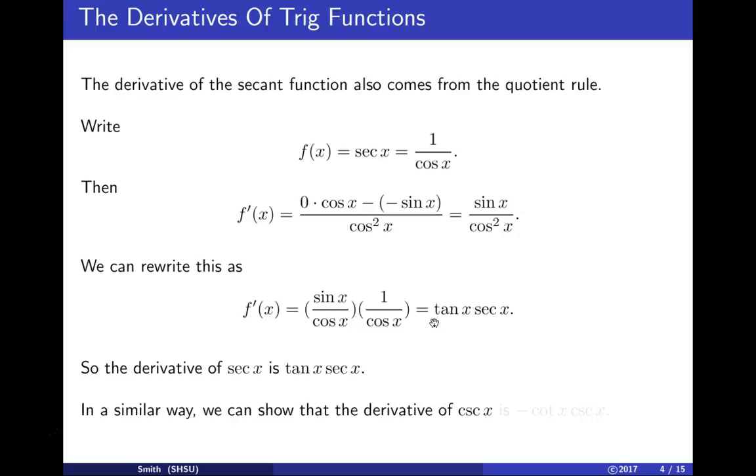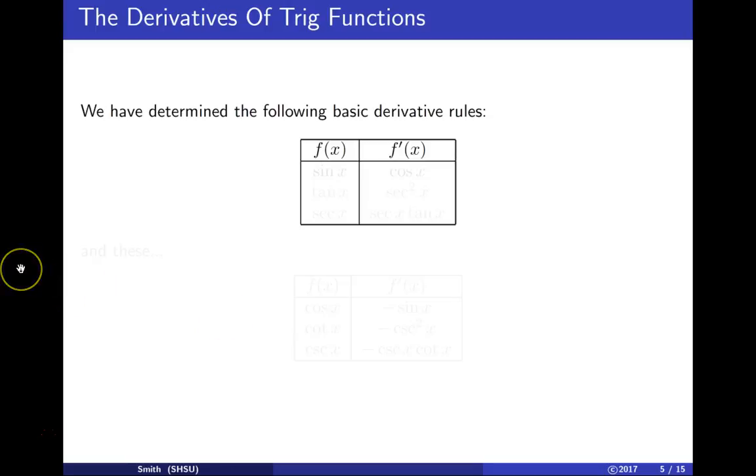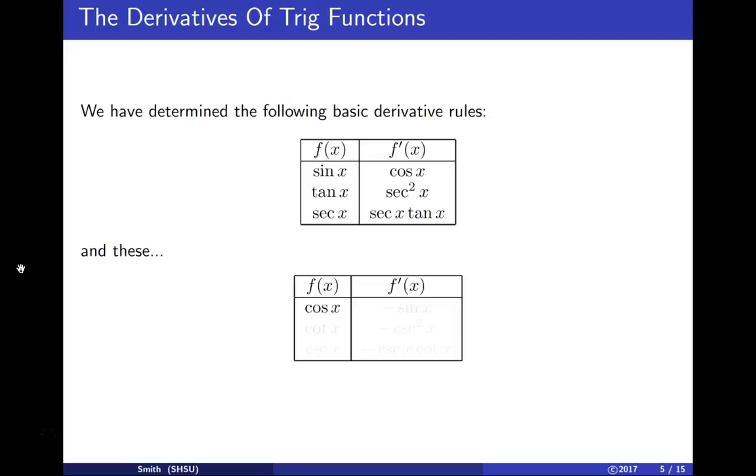We can do the exact same thing with cosecant. The cosecant is the reciprocal of sine. The quotient rule, almost identical work, will give us the negative of cotangent x. So here are the results we've got so far. The derivative of sine is cosine. The derivative of tangent is secant squared. The derivative of secant is secant x tangent x. We did the last two using the quotient rule. And we also know that the derivative of cosine is minus sine. The derivative of cotangent is minus cosecant squared, and the derivative of cosecant is minus cosecant cotangent.